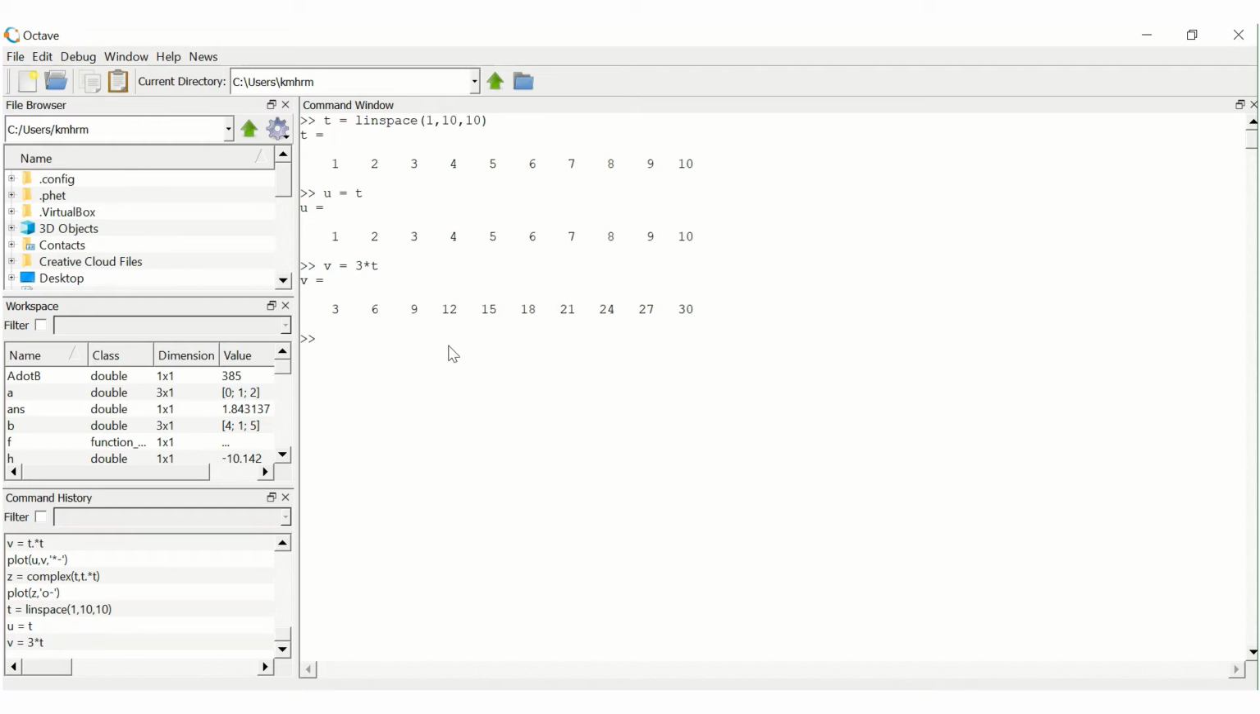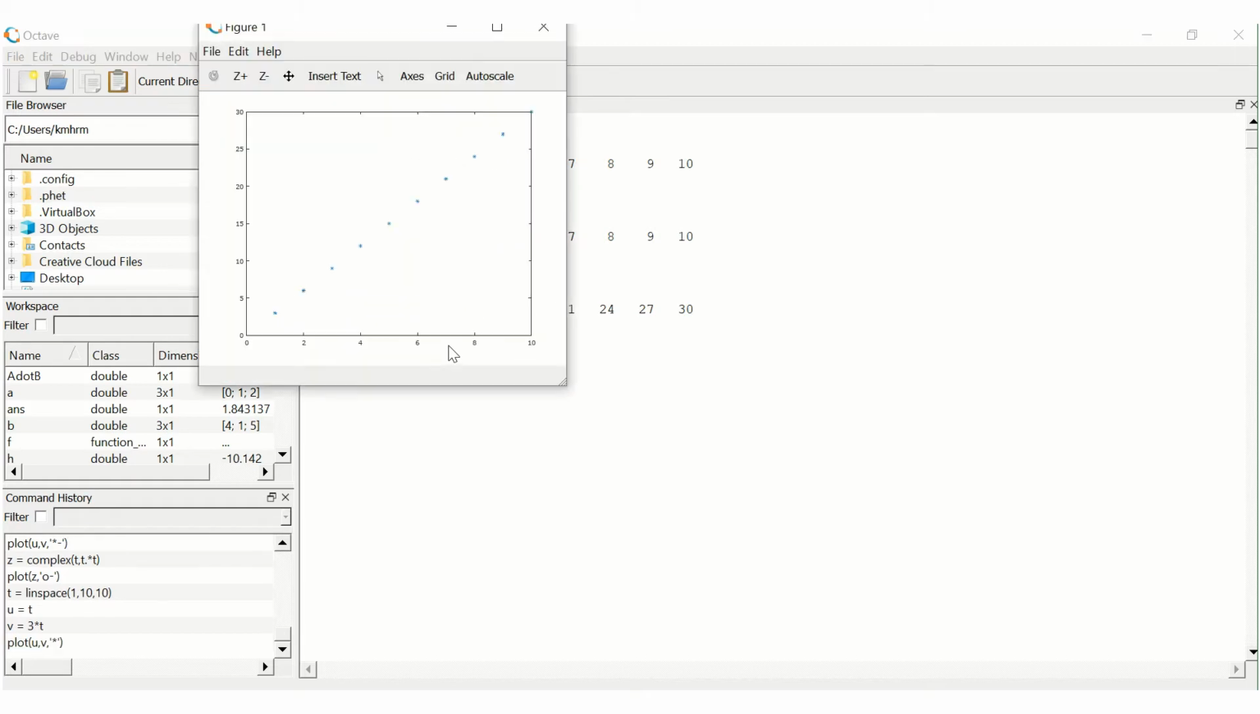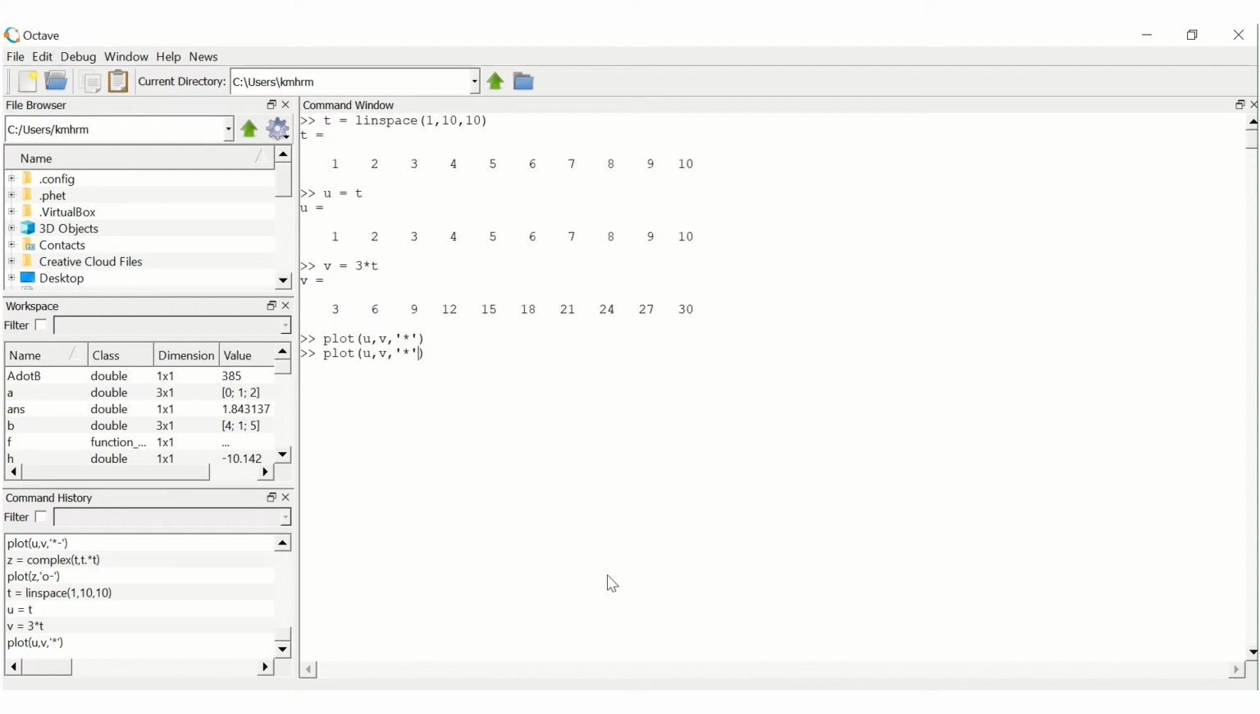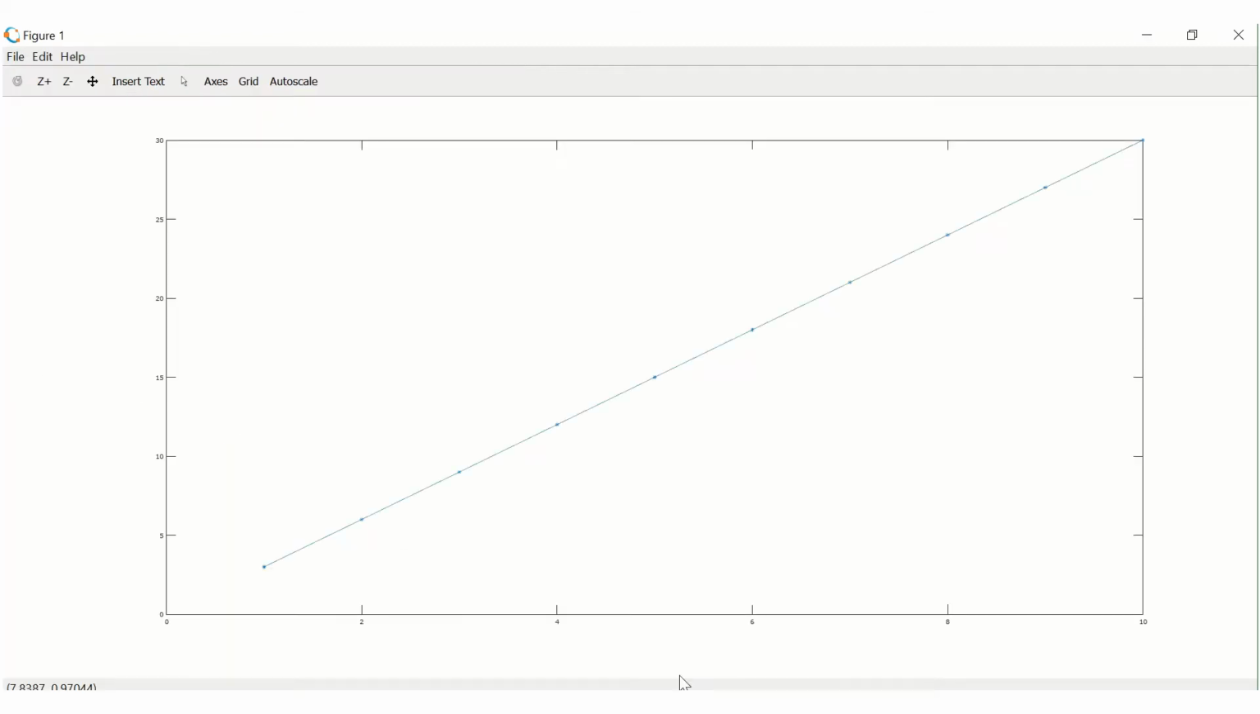Now we want to plot these points. What we do is plot x, y, but in this case it is going to be u, v, and then I put the symbol star over here so that the points are labeled as stars. And now you have these points, right? So this is a straight line. I can change it a little bit and add a dash over here, and this puts these points in a straight line.